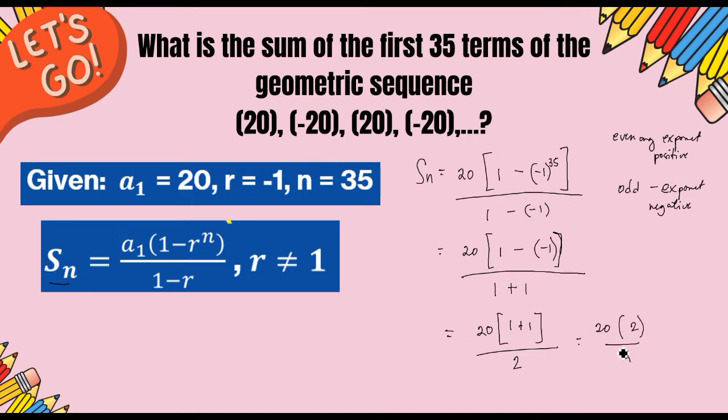So, pwedeng by cancellation or pwedeng i-multiply mo 20 times 2 is 40. 40 divided by 2 is 20. Or pwedeng cancellation na lang po natin. So, we will have S sub n is equal to 20. Yan. So, ang total ng first 35 terms ng ating sequence na 20, negative 20, 20, negative 20 is positive 20.